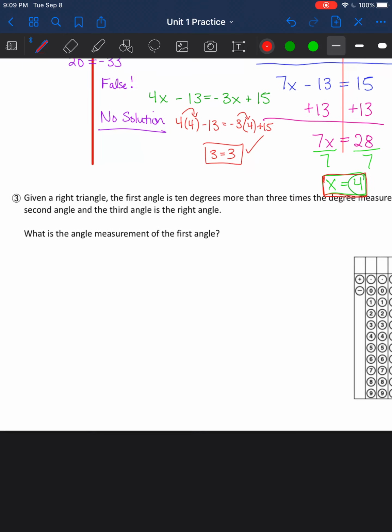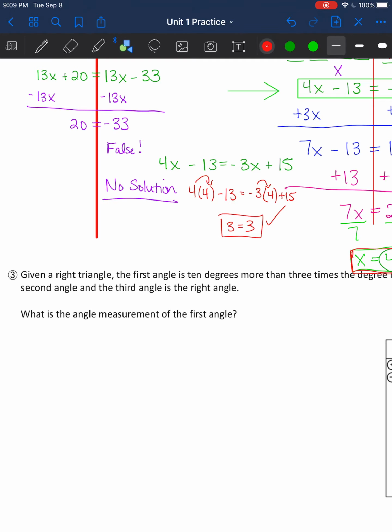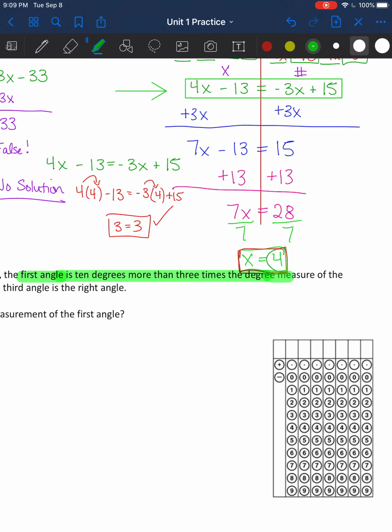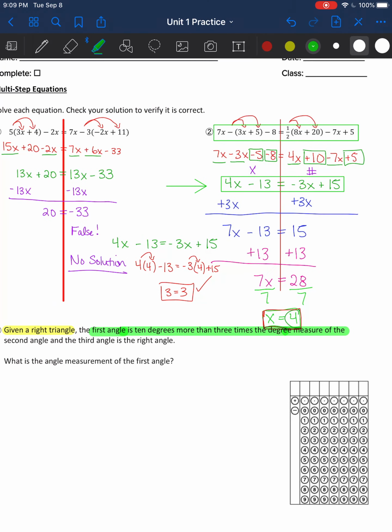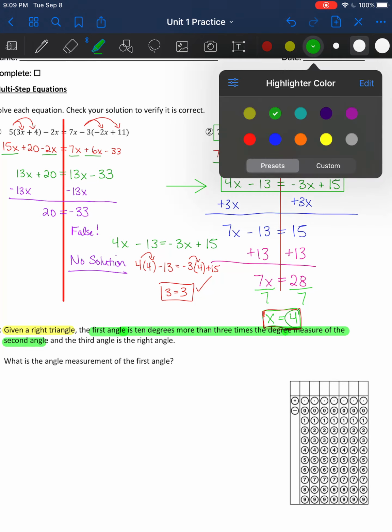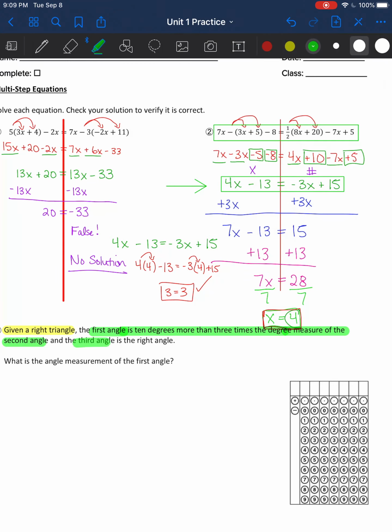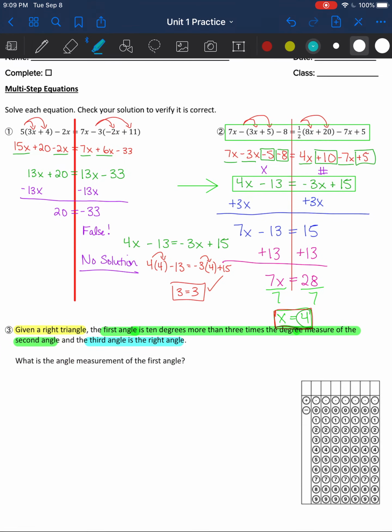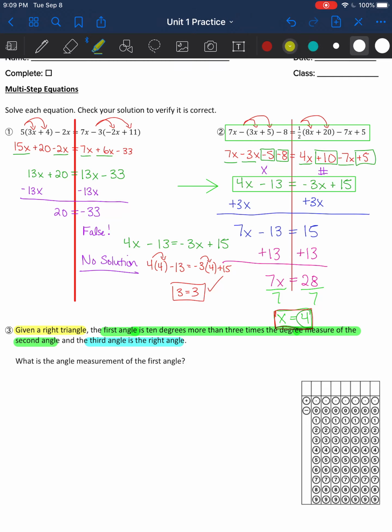Number 3. Given a right triangle, the first angle is 10 degrees more than 3 times the degree measure of the second angle, and the third angle is the right angle. What is the angle measurement of the first angle?